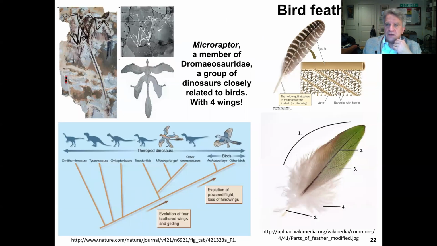Now, if we look at feathers, we're going to talk a little bit about feathers when we talk about the evolution of development. We see that, indeed, at times in bird evolution, there were birds that had four wings, that their hind limbs were feathered and wing-like as well, as evidenced with this fossil taxon Microraptor, this theropod dinosaur. Then what we see as we get to birds, in the phylogeny of the theropod dinosaurs, is the evolution of powered flight and the loss of these hind wings.